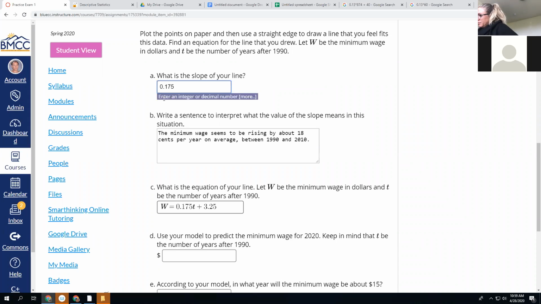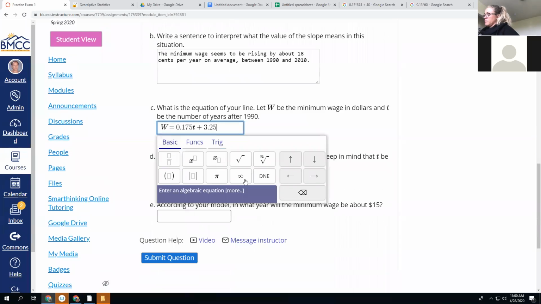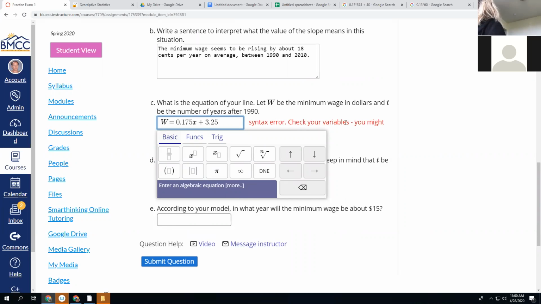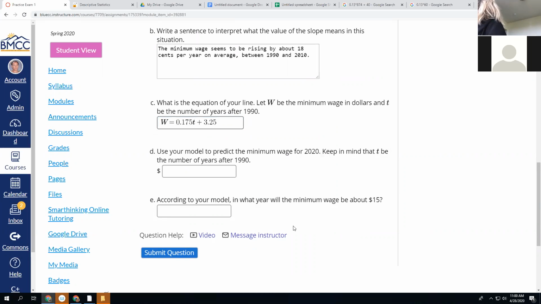And usually, I forget to read these cues. Enter an integer or a decimal, right? It doesn't say enter an equation. This one down here says enter an algebraic equation. Equation means it's got to have an equal sign. And if you accidentally type the wrong letter, it should warn you: syntax error, check your variables. And I occasionally screw that up.